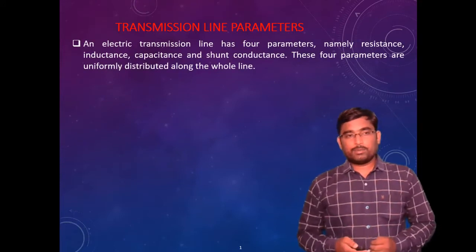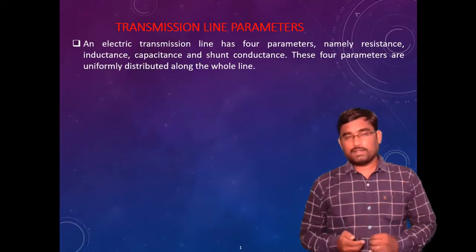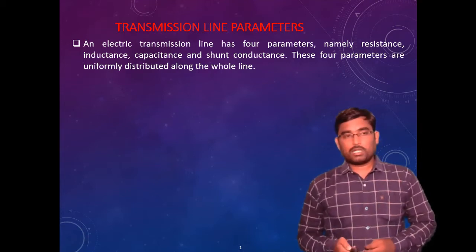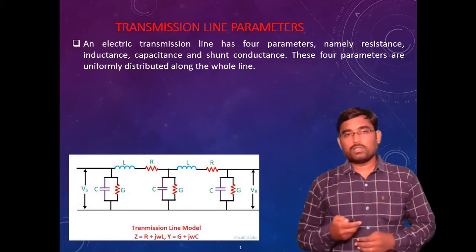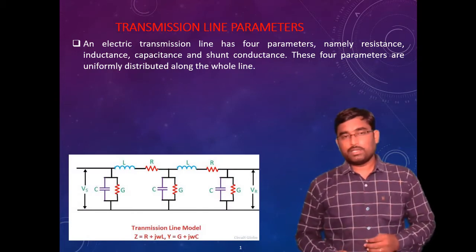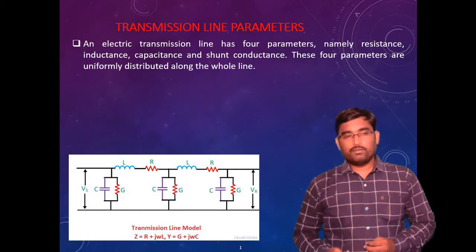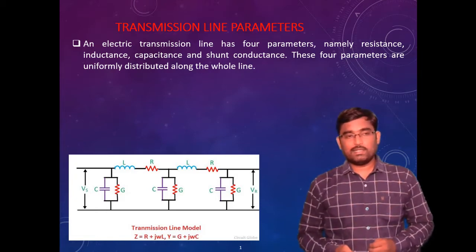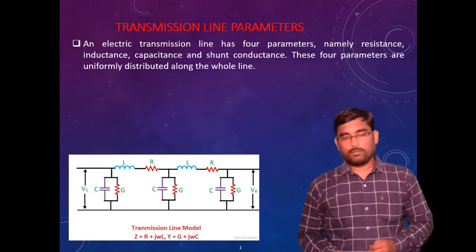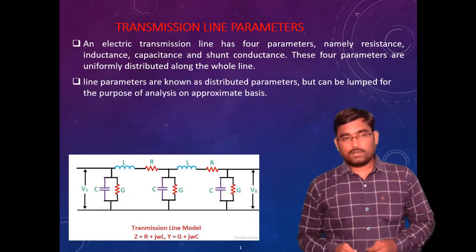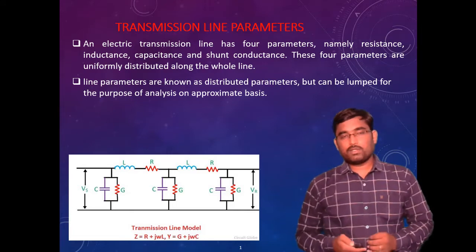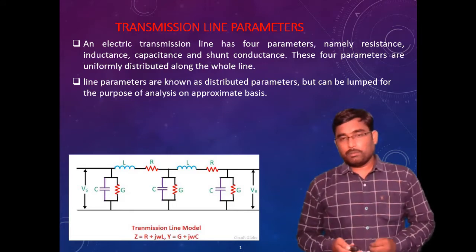So, an electric transmission line has four parameters, namely resistance, inductance, capacitance, and shunt conductance. These four parameters are uniformly distributed throughout the length of the line. See here in the picture, it is a transmission line having a resistance R, inductance L, capacitance C, and shunt conductance G. So the line parameters are distributed parameters but can be lumped for the purpose of analysis on approximate basis.